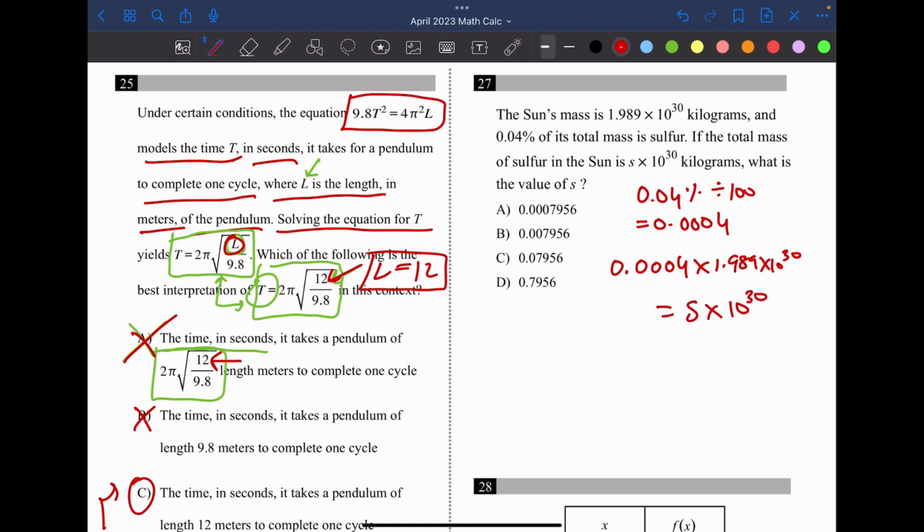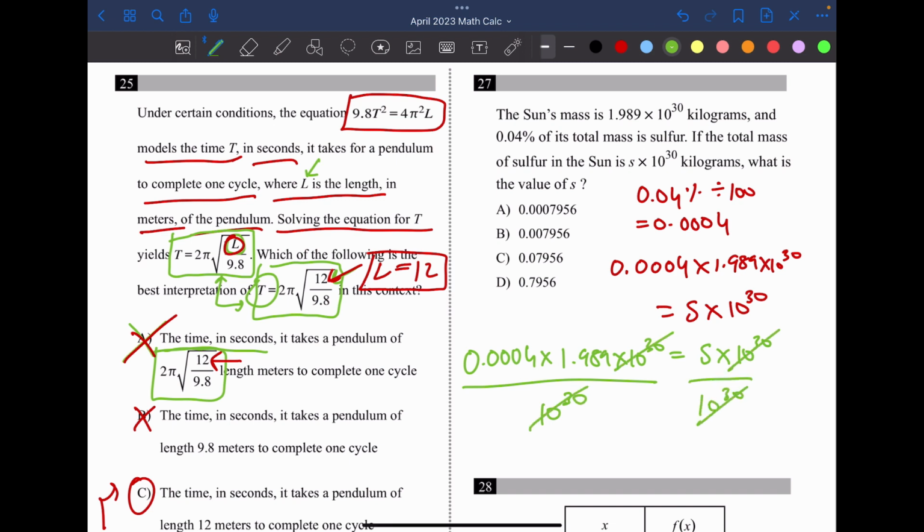One thing we can do before we begin is cancel these out. Imagine this is an equation. I'm going to rewrite it down here: 0.0004 times 1.989 times 10 to the power of 30 is equal to S times 10 to the power of 30. So divide both sides by 10 to the power of 30 like this. You would get rid of all of these, and then S is going to be equal to 0.0004 times 1.989, and if you put this on a calculator, you should get 0.0007956, and that is easily your answer, and we just got S.